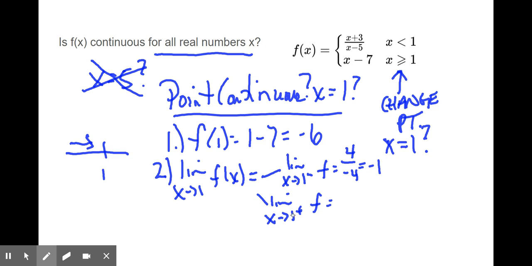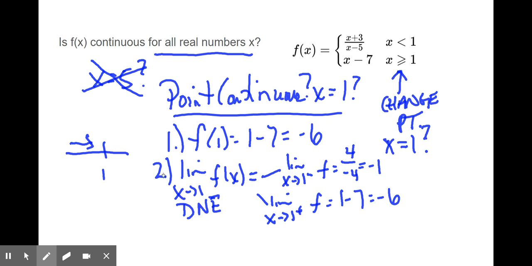And then 1 from the right is just bigger than 1. So that number, just bigger than 1, goes in the top piece. So 1 minus 7 is negative 6. So the limit from the left and from the right are not equal. So this limit does not exist. From the left and from the right, you don't go to the same place.